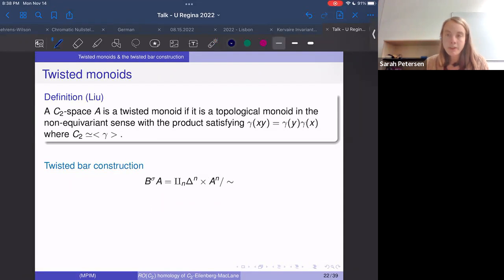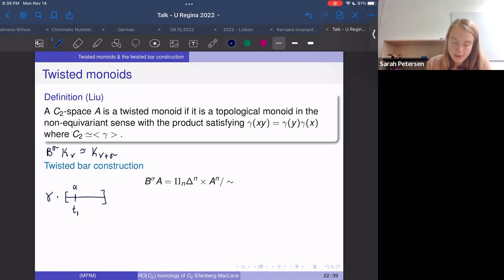So since we want to be able to proceed inductively in both the sign and trivial representation direction, we need a way to build B sigma KV, which will be KV plus sigma. And the twisted bar construction does this. The twisted bar construction is very similar to the classical one, just with the addition of a C2 action.